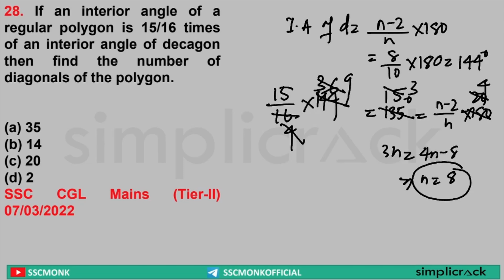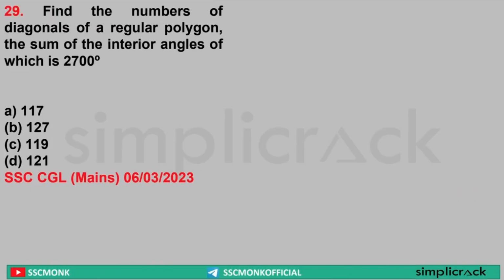Now in an octagon, number of diagonals is equal to what? n(n minus 3) by 2. That is equal to 8 into 5 by 2. 2 4s are 8. 4 into 5 is equal to 20. So how many diagonals are there? 20 diagonals are there. Next, find the number of diagonals of a regular polygon of which the sum of the interior angles is 2700 degree. See, the sum of interior angles of a polygon formula is equal to what?